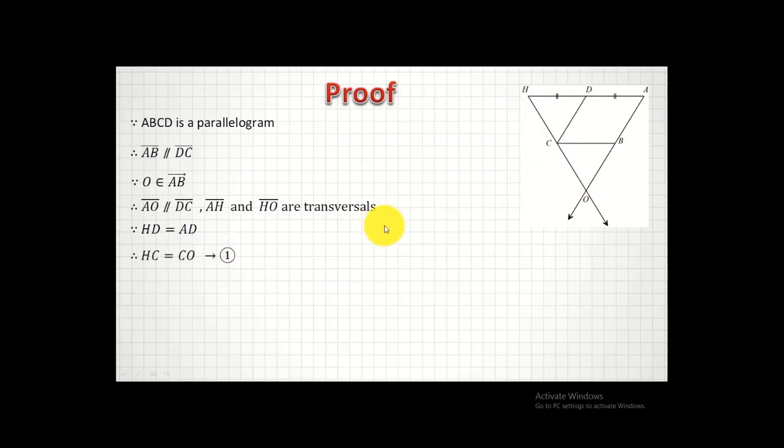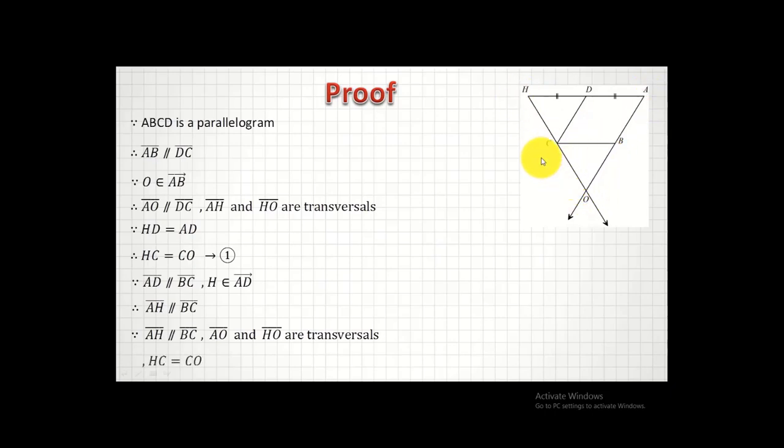First required. And since line segment AD is parallel to line segment BC from the parallelogram, and H belongs to the ray AD, therefore AH is parallel to BC, and AO and HO are transversals, and since HC equals CO, therefore AB equals BO. Second required. Clear?